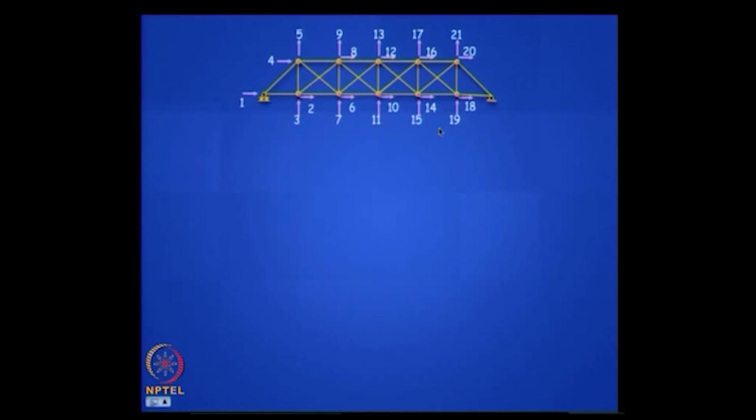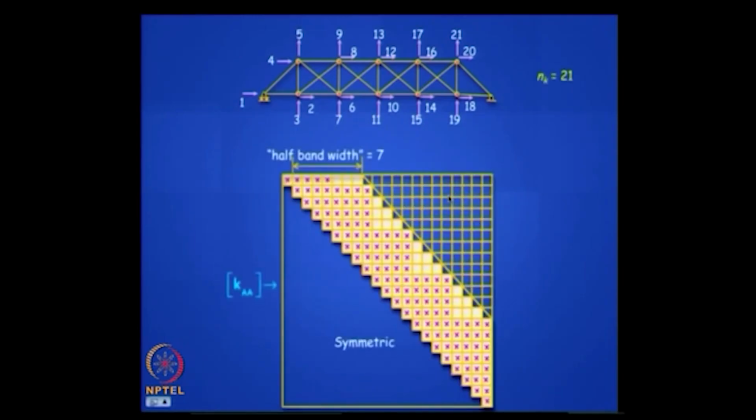If you do it this way, you will get a banded matrix which looks like this. It is a symmetric matrix, the half bandwidth is roughly 1/3 the degree of indeterminacy. That is very good, it is a neat arrangement.